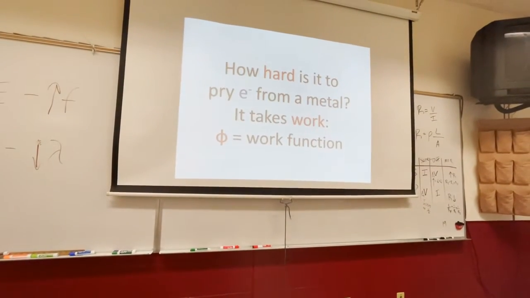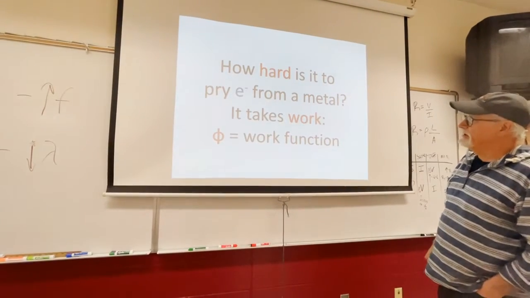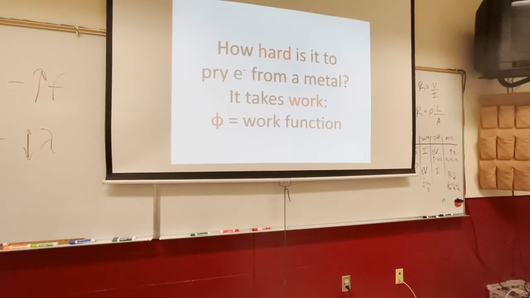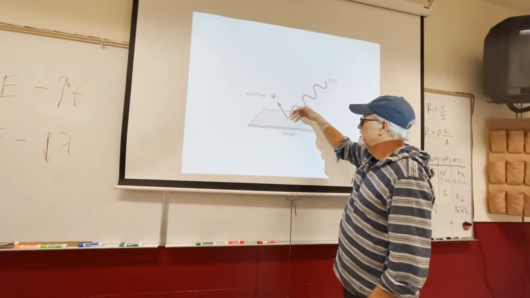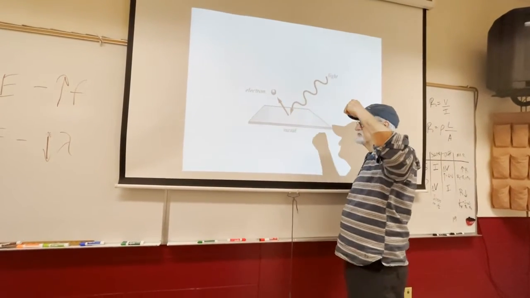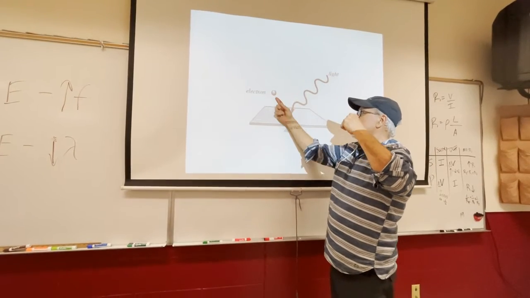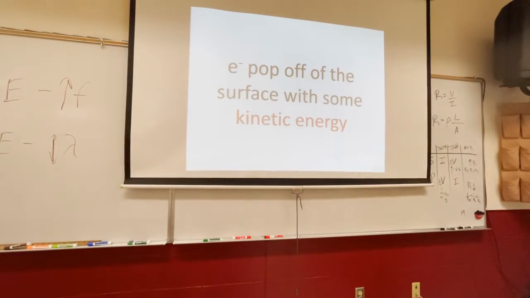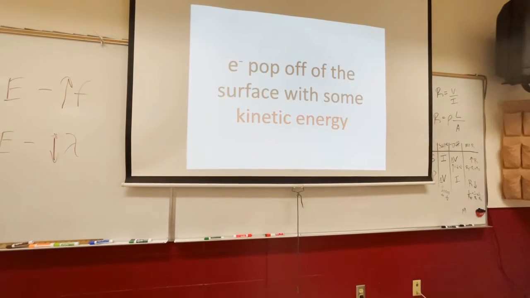Now the question is, how hard is it to pry an electron from a metal? It takes work, and that phi is the work function. So you've got light coming in, and some of the energy of the light is used to pull the electron out. And then whatever energy is left, that's the kinetic energy of the electron. So electrons pop off the surface with some kinetic energy that can be measured.